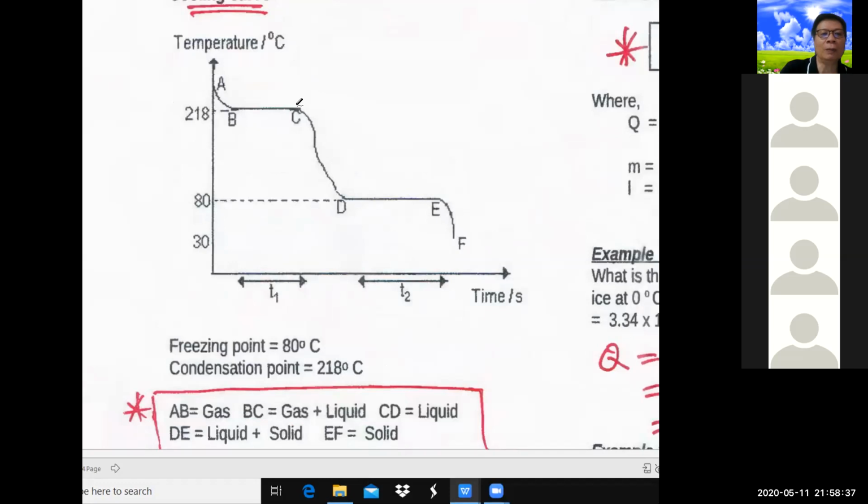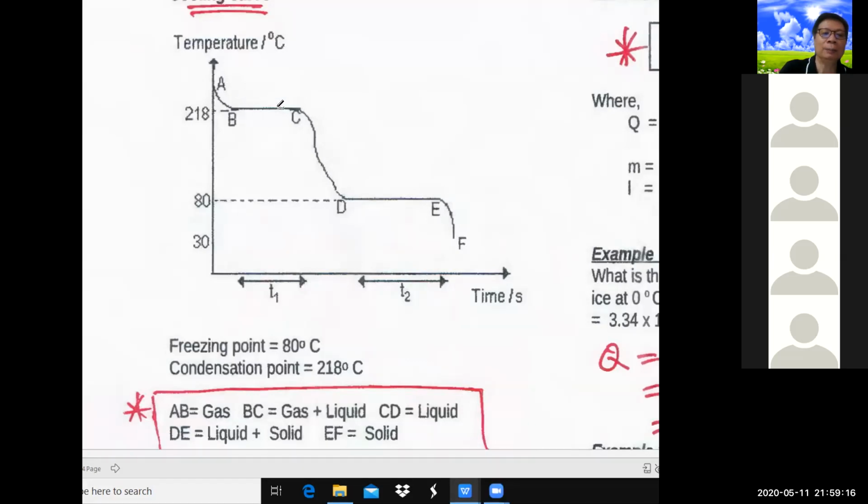Okay, when all has become liquid already, CD is liquid, then the temperature drops from 218 to 80, CD all liquid. Then when it reaches 80 degrees, it starts to become solid, solidification. So here it is half solid, half liquid. And when all has changed into solid already, the temperature drops to 30. Okay, this is a reverse process like just now. Same thing, the question we ask: freezing point at T. Here is the condensation point.